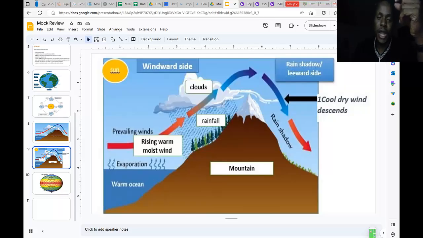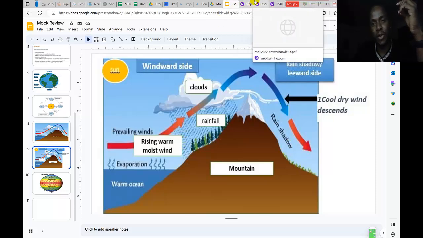So a recap here. This side of the mountain that has the moisture is called the windward side, usually the side facing the sea. While the dry side, the hot side, is called the leeward side, or the rain shadow side of the mountain. So that would explain why one side of the mountain will be dry, the other side of the mountain would be wet.